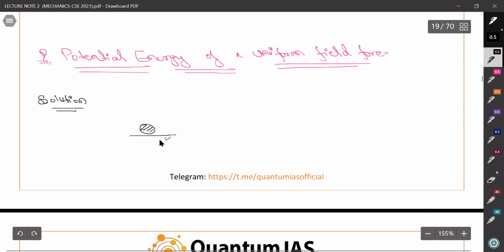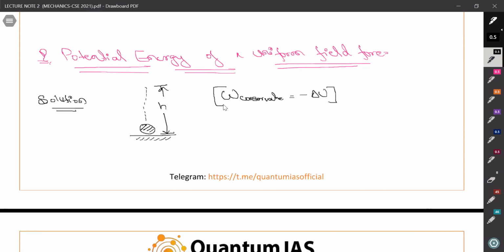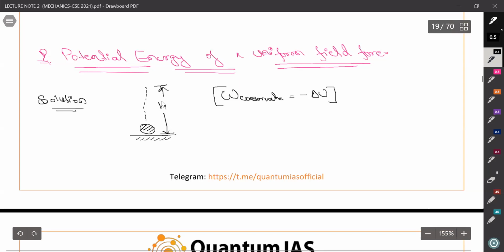And if this particle goes to a height h, let's suppose, how will we write the potential energy? Make one thing clear: work done by a conservative force is stored in the potential energy of the system. We know that work done by the conservative force is stored in the potential energy of the system. So when this block goes from here, what is the work done?